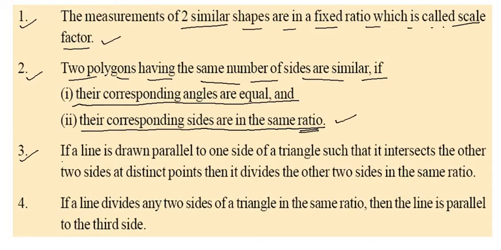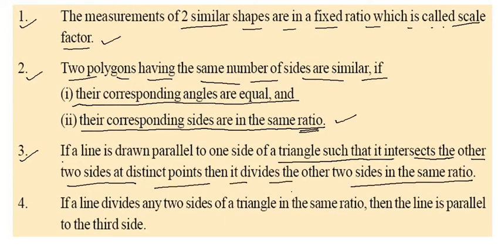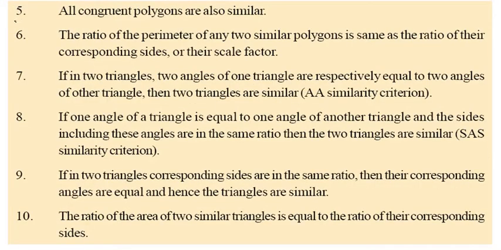The third one: if a line is drawn parallel to one side of a triangle such that it intersects the other two sides at distinct points, then it divides the other two sides in the same ratio. Fourth, if a line divides any two sides of a triangle in the same ratio, then the line is parallel to the third side. So these are the rules of this chapter.